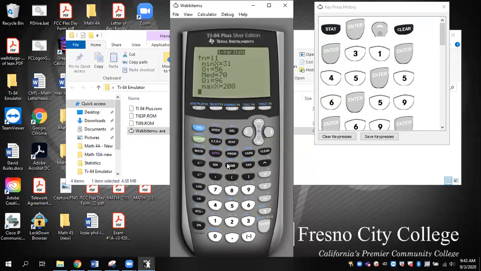Turn my calculator on, hit stat, enter. So there's that old data. Remember how to clear out old data? You go up to the top, you hit clear, enter. Clears it out. Now I'm going to put in the new numbers.